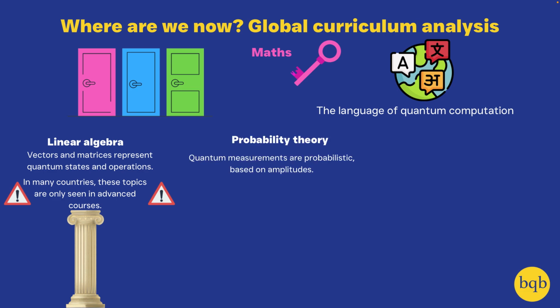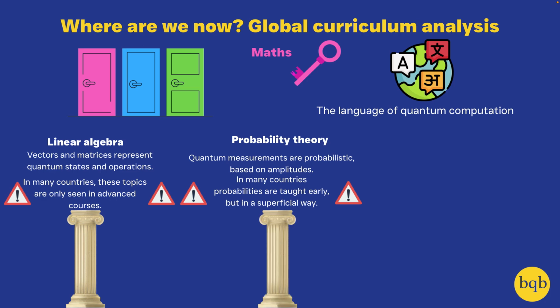Probability theory, these would be things like quantum measurements. If you don't understand probabilities, you won't understand the concept of why you need to run multiple shots in a computation, or why there are these ideas of amplitudes. But in many countries, probability is already taught in an early and superficial way. And they never go into depth. Students may not see it again in the curriculum at all, or they might not have seen it in enough depth to be able to bridge the gap when they're presented with the concept of amplitude.